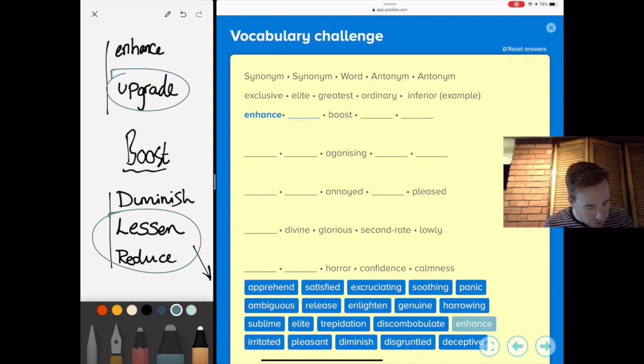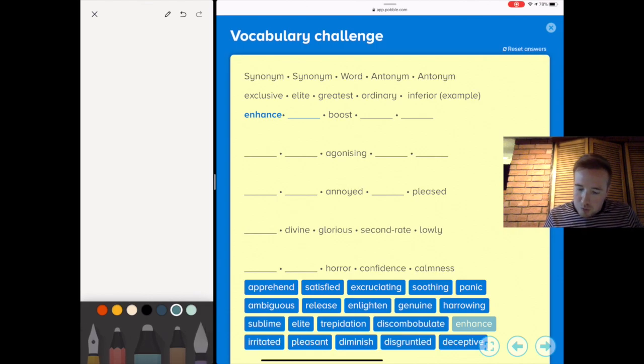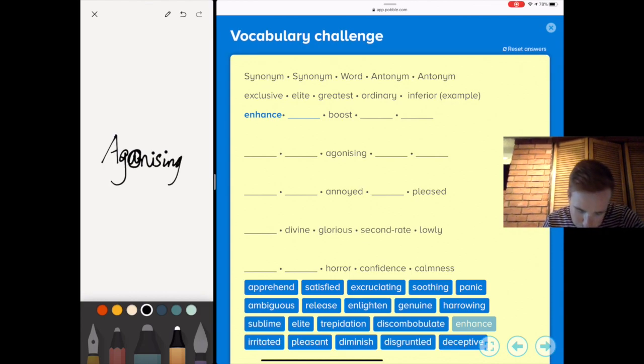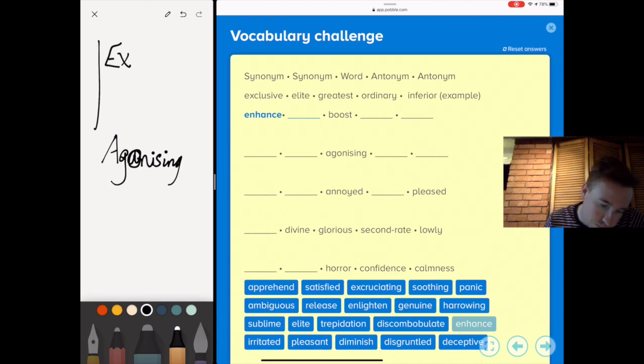So I'll clear all that ink off, and then we'll go on to the second one. So number 2, agonising. Now if something is agonising, it means it's very painful. So you're looking for words initially that mean the same. You're looking for words that mean the same as painful. So if we go to the bottom, apprehend, no. Excruciating. If something is excruciating, it means it's incredibly painful. So excruciating is one.